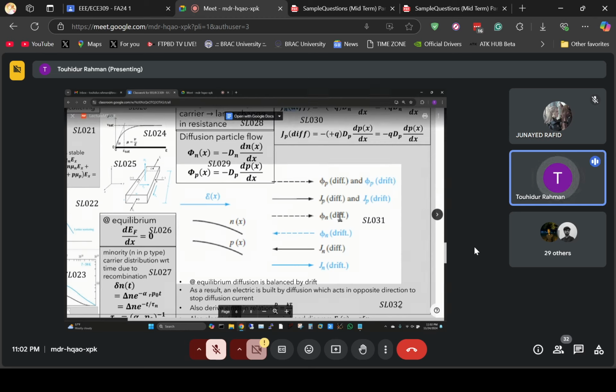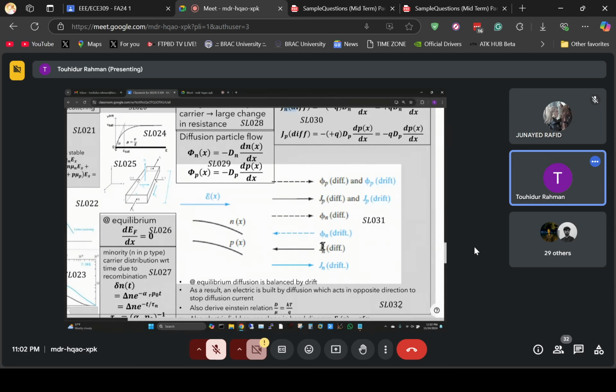Alright, so since diffusion electrons flow from left to right, that means diffusion electron current will be right to left, opposite direction. And we already calculated, drift electron flow will be right to left. So the current will be just the opposite direction, left to right.